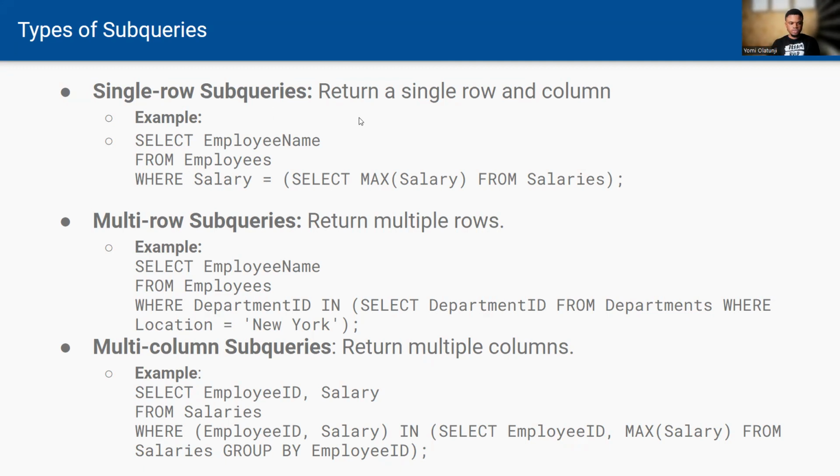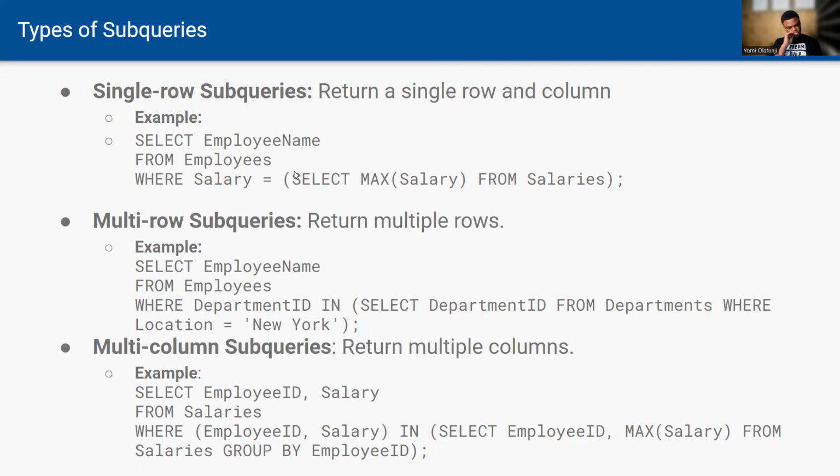So we have the single row subquery, which returns just one row or one data usually, and we have the multi-row subquery. In this part of the code, I don't know if you can see my cursor, this is where we have the subquery.